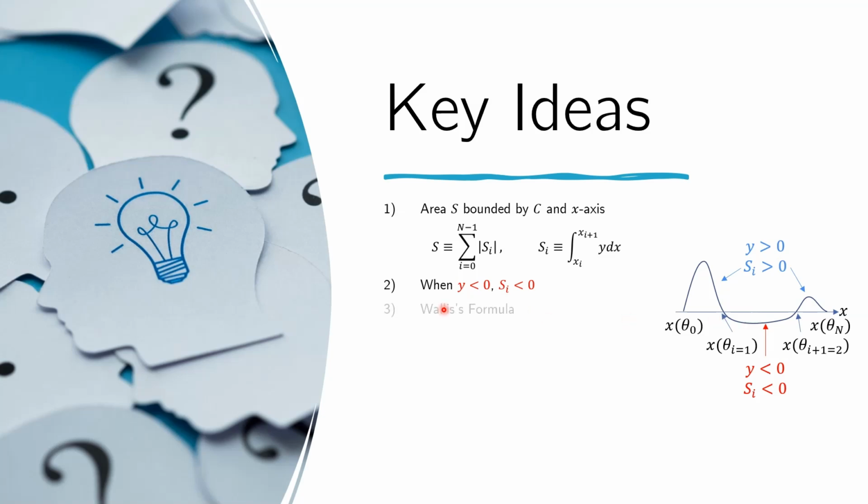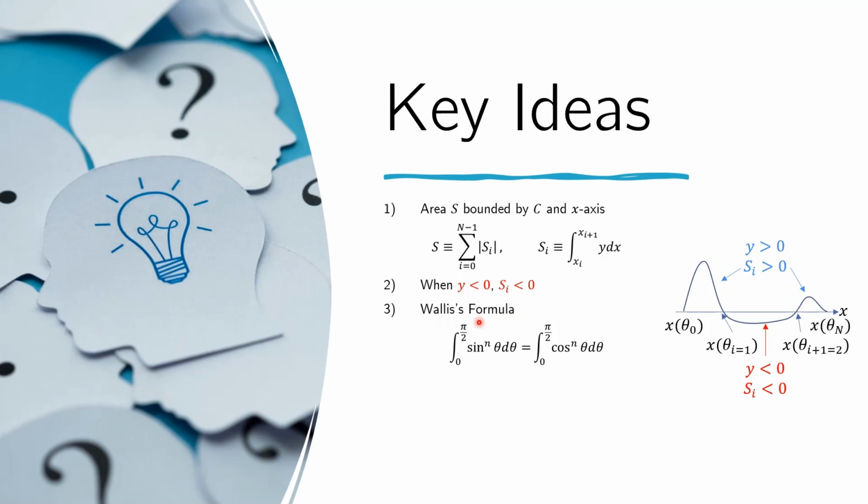And lastly, this is just an illustration where the area is positive. This is when y is positive and the areas here are also positive. But down here we have y's that are negative, and so the areas here, S sub i, are also negative.